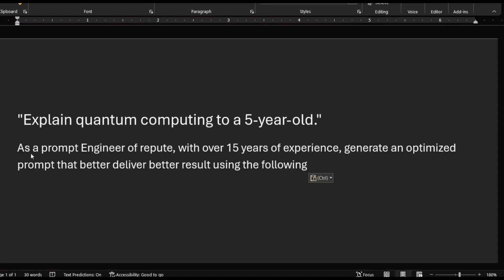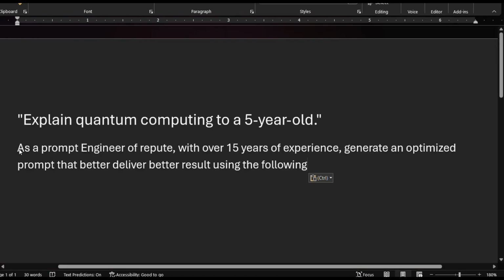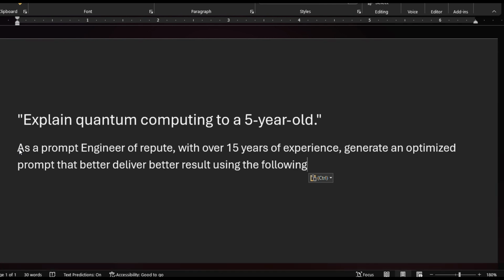So first and foremost, what we want to actually do is to generate an optimized prompt. Don't forget that we only want to explain quantum computing in such a way that even if a 5-year-old is listening or is reading, he or she can be able to understand what quantum computing is. Basically, all we're just trying to do is explain quantum computing in the most simplified way. That is what we are trying to do. So we first of all want to do what? Optimize the prompt in itself.